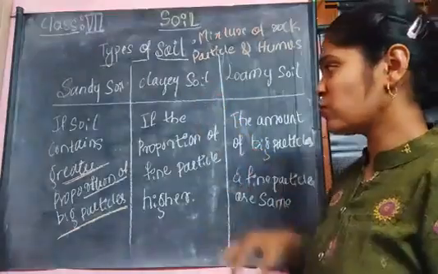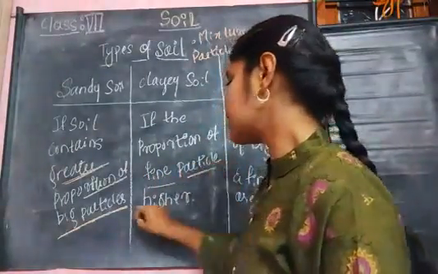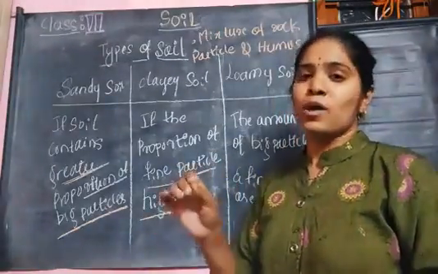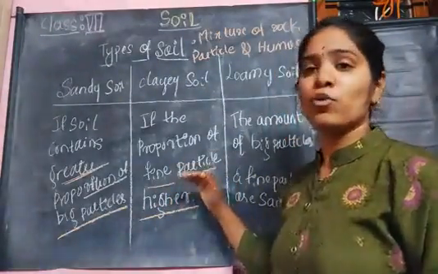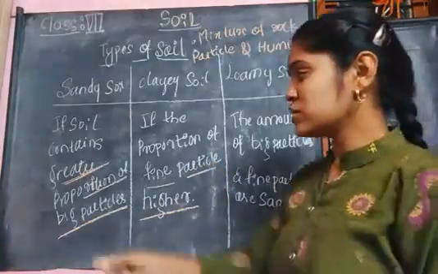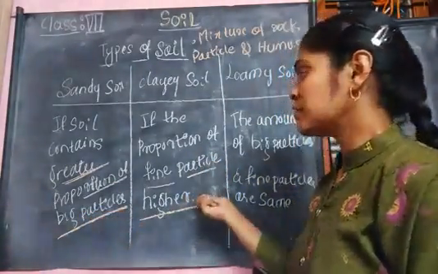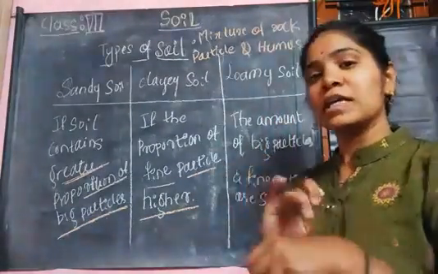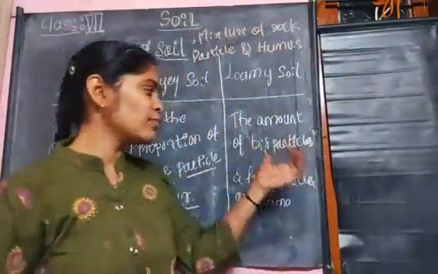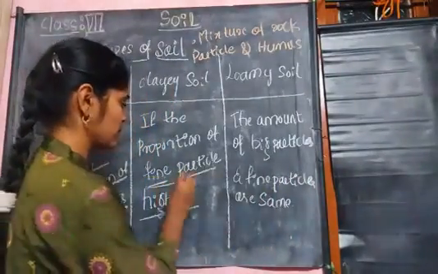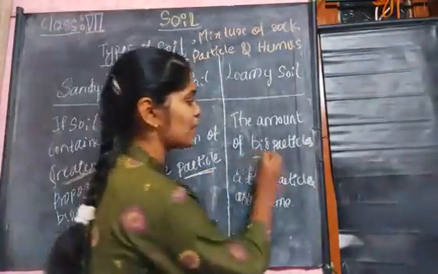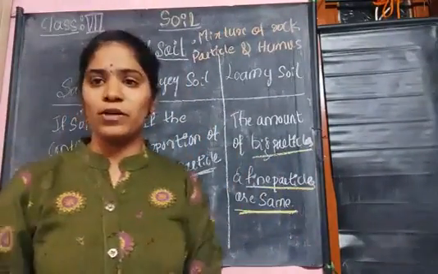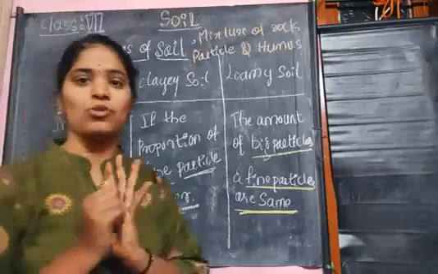In the case of clay soil, what happens? The fine particles are more here, meaning a very small amount of smaller rock particles are present in greater proportion. In sandy soil, bigger particles are present. In clay soil, smaller particles are present. So what will loamy soil be? In between. The bigger particles as well as the fine particles are in equal proportion. Then we refer to it as loamy soil. So you got the difference.